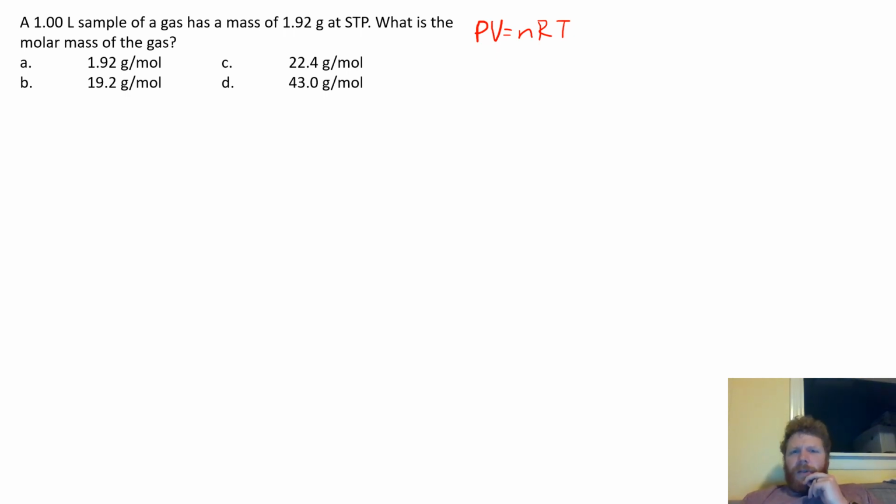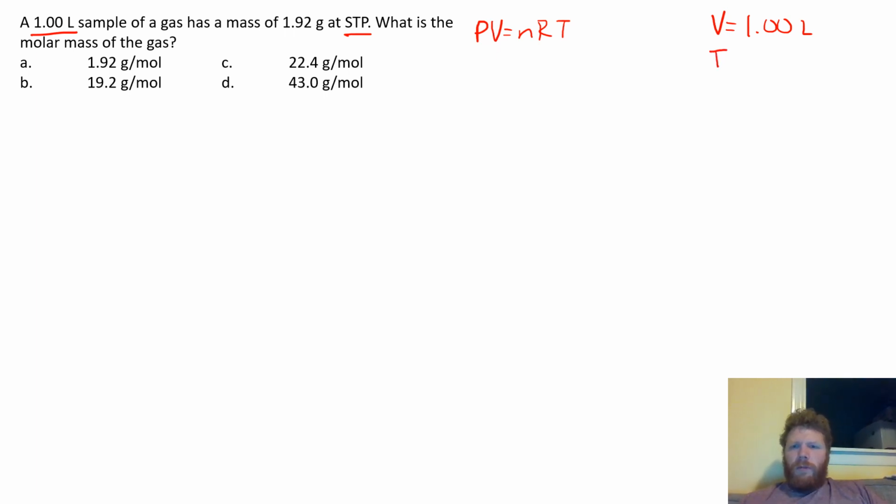But it's not necessarily that direct. There are a couple of things to consider. Well, first of all, let's go ahead and use all the information that we're presented with. We have a volume of 1.00 liters. We also have standard temperature and pressure. Well, STP, standard temperature and pressure, gives you a couple of things.